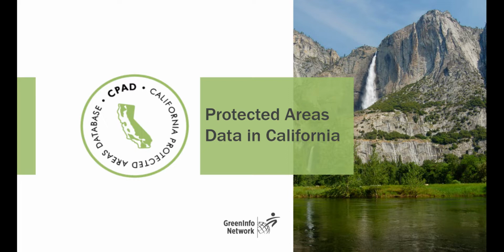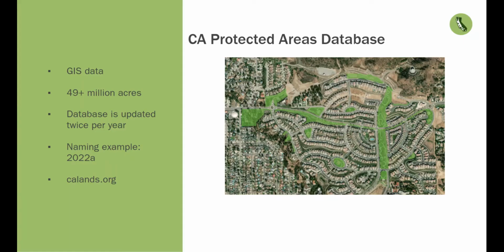Let's take a look through the data in the California Protected Areas Database, CPAD, and explore how it works and what's under the hood. CPAD is a GIS database. It's managed in QGIS and some related programs like ArcPro. It includes about 49 million acres, which is roughly half the state.